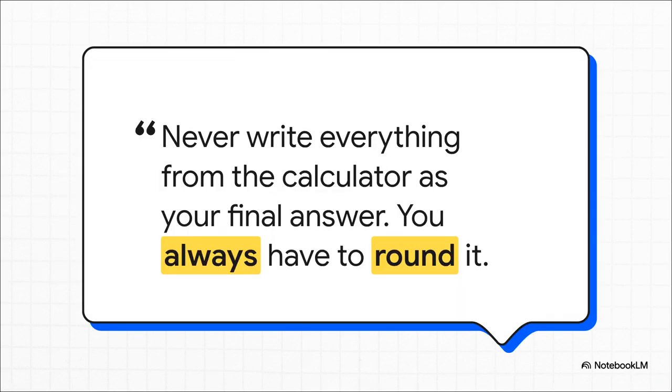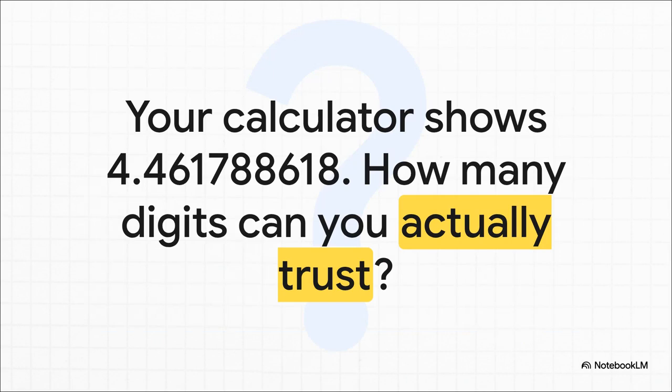And that brings us right back to where we started. This is the single most important takeaway. Your calculator is just a tool. You are the scientist. You are the one who has to tell the calculator's answer what the rules of precision are. So the next time you're in the lab and your calculator gives you a long string of numbers like this, you'll know exactly what to do. The question isn't just what's the answer. The real question is, based on my actual measurements, how many of those digits can I really, truly trust?